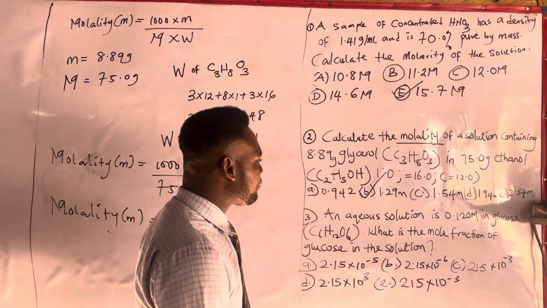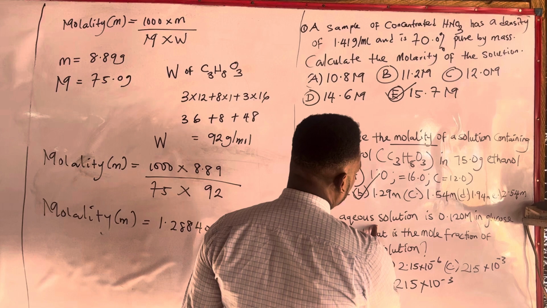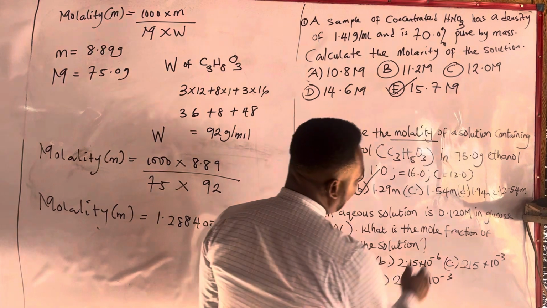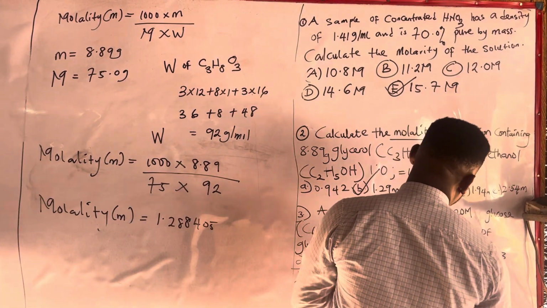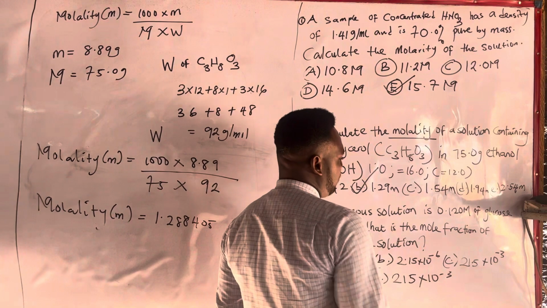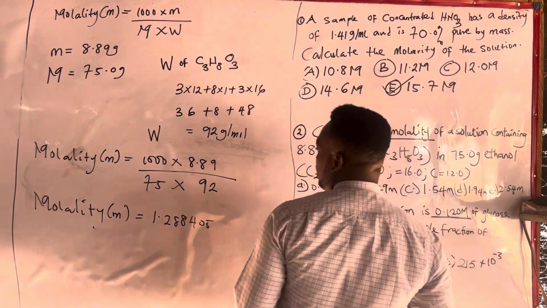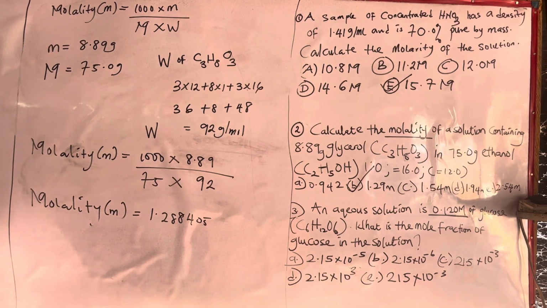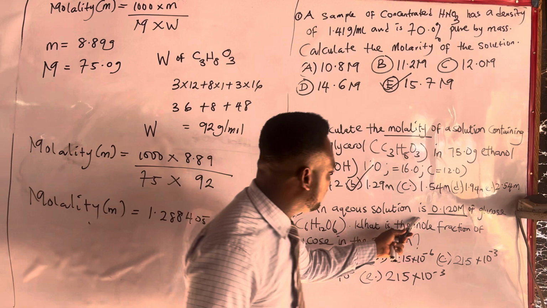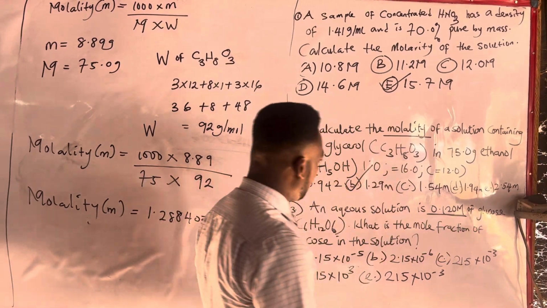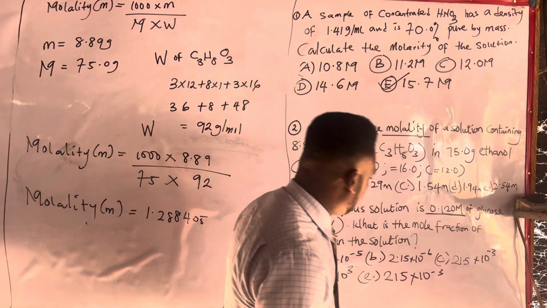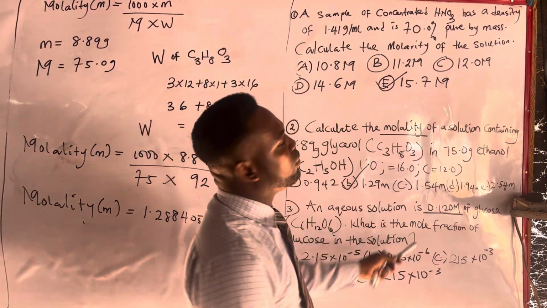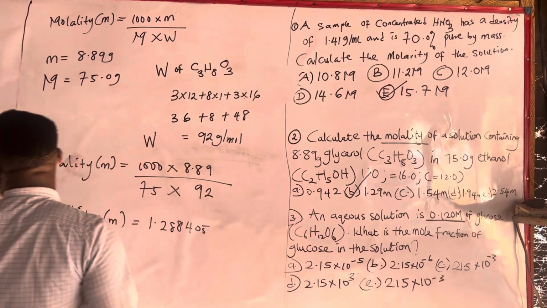Okay, question 3. It says an aqueous solution is 0.120 molar of glucose. And we are seeing that this is capital letter M. Like I said, do well to pause this video because I want to use the space to solve question 3. Question 3 says an aqueous solution is this molar of glucose. And what is that molar there? That should be molarity. And it says, what is the mole fraction of glucose? In other words, we are given molarity and asked for mole fraction.